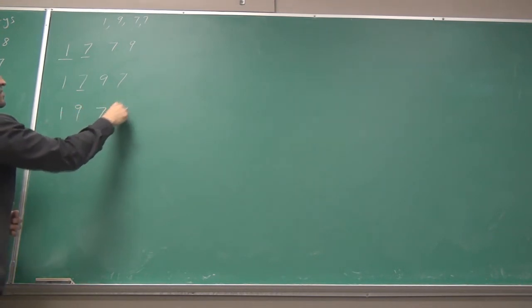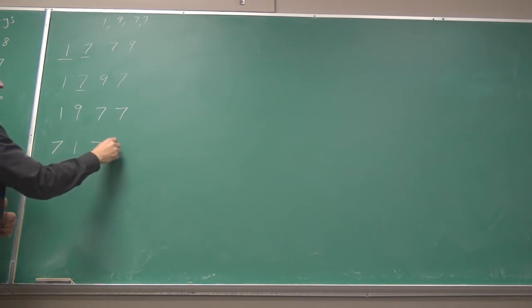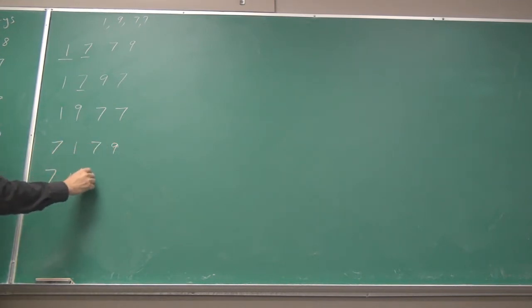Oops. Can I swap those two 7s? Create a different number? No, they're the same. So my options are more limited this time. So then I go to the next one, 179, 197.